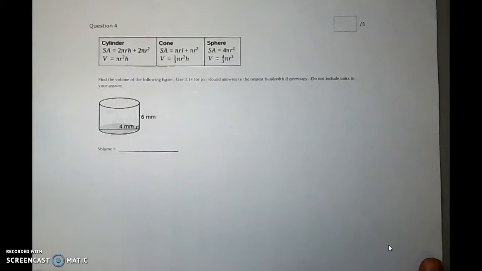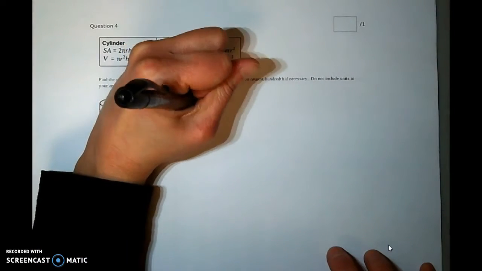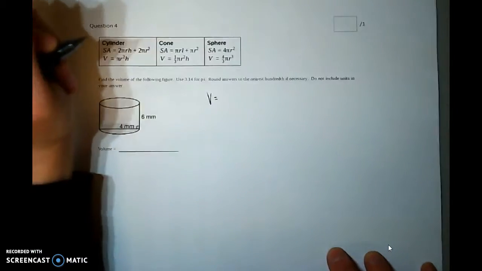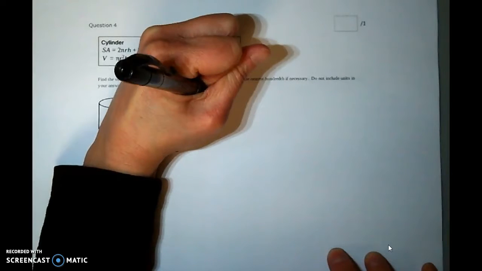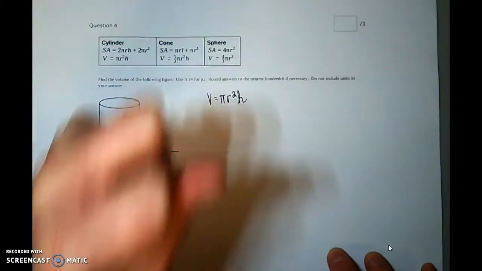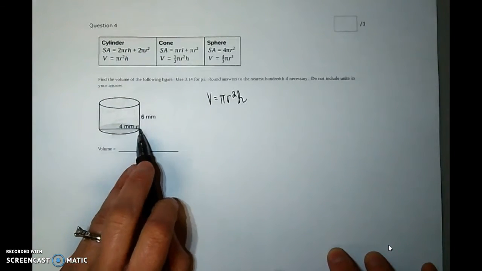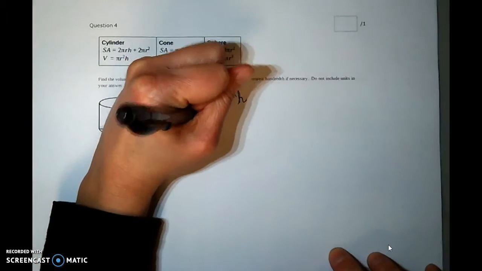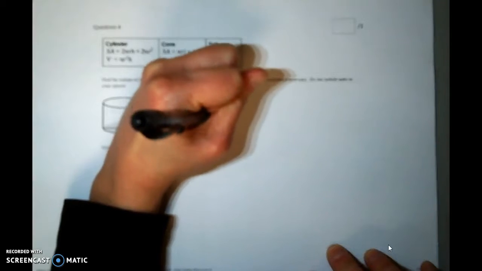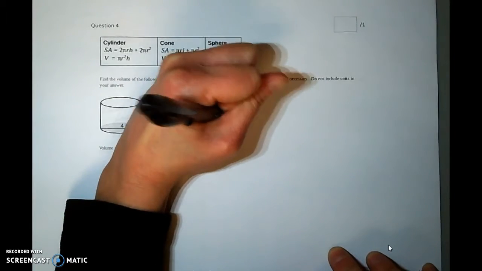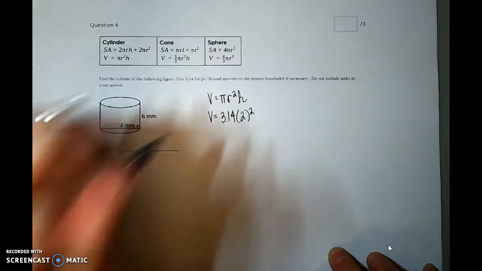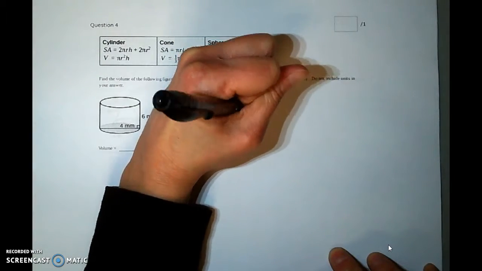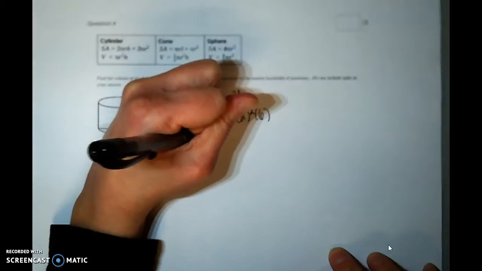Our next example, we're doing a similar thing. We're finding the volume of a cylinder, but this time they're giving me the diameter. So since my formula is volume equals pi r squared h, I'm going to have to figure out what the radius is. So if the diameter is 4, that means that the radius is 2. Again, I replace pi with 3.14. I'm going to replace r with 2 for the radius, and h with 6 for the height of the cylinder.